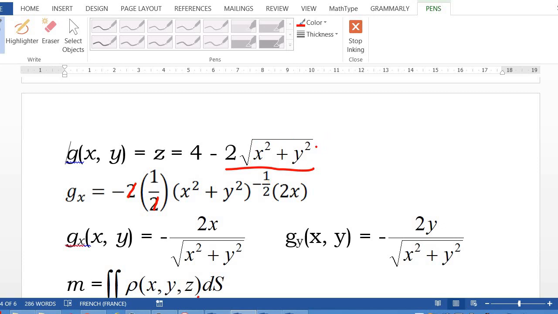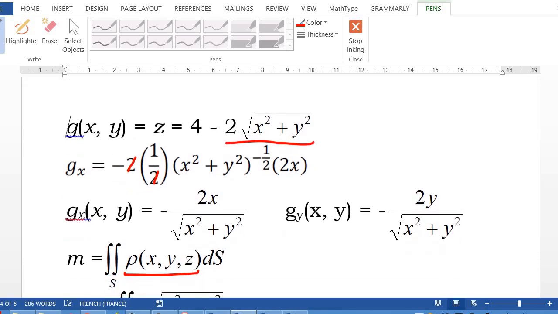And then you have to del x the inside of the square root. When you del x squared, you get 2x. You del x y squared, you have 0. So you simplify it: here we have negative 2x over the square root of x squared plus y squared. Gy is similar, it's only inside here. You del y x squared plus y squared, get 2y, that's why you get negative 2y over the square root of x squared plus y squared.